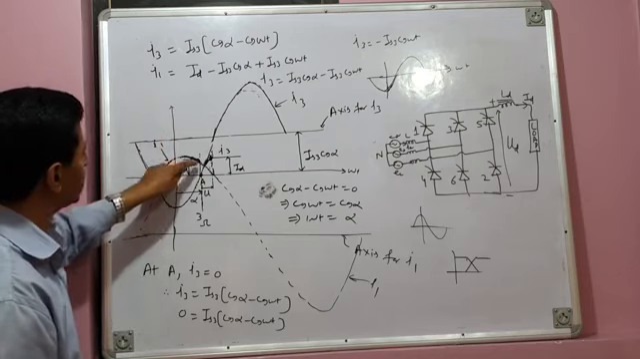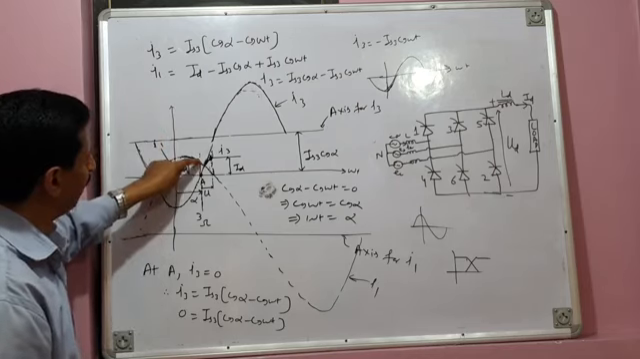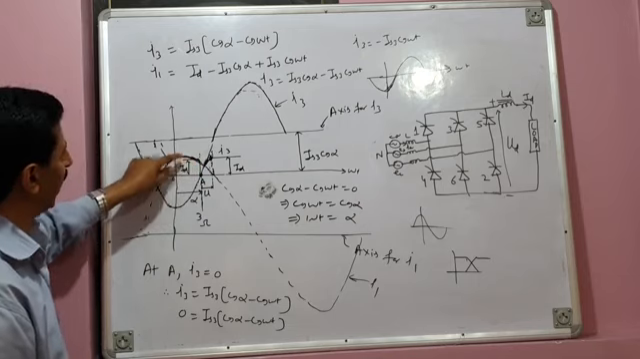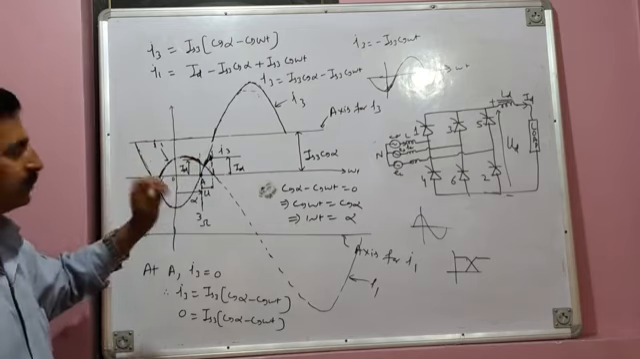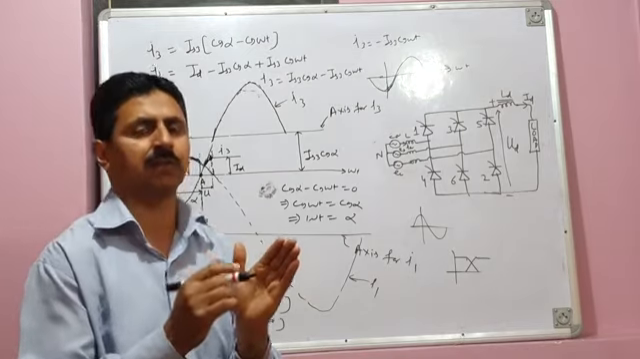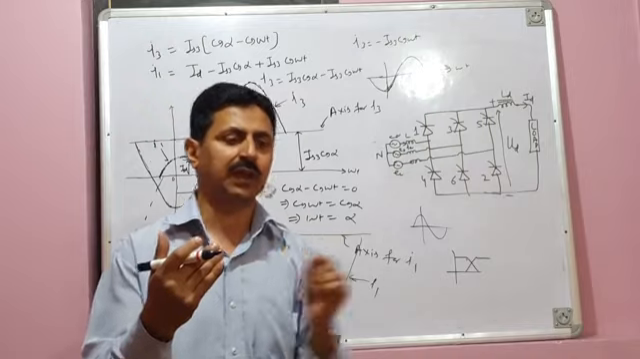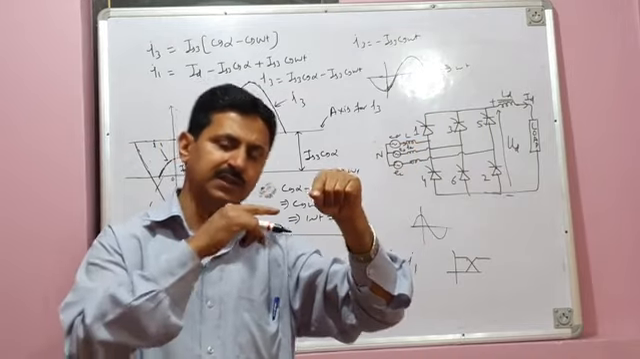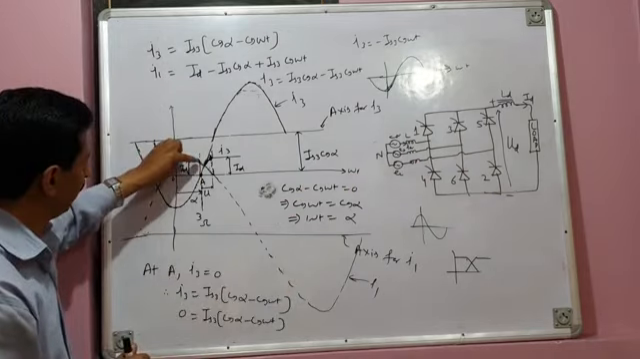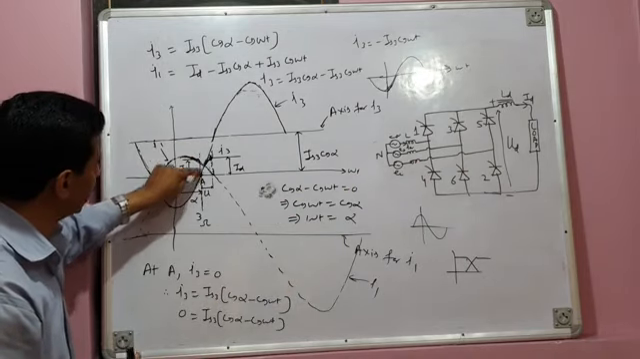That's why you can see this is I1. This is the I1 when valve 3 is fired here. Previously, what was I1? I1 was equal to ID. It was not a sine wave. And when valve 3 is fired, there is transfer of current, or commutation of current, from valve 1 to valve 3. Current through valve 1 starts decreasing, and current through valve 3 starts increasing. You can see valve 1 current starts decreasing and valve 3 current starts increasing.